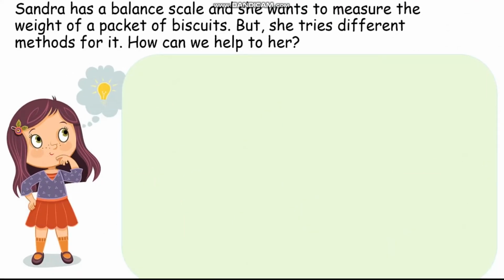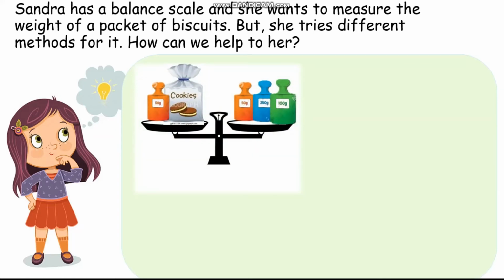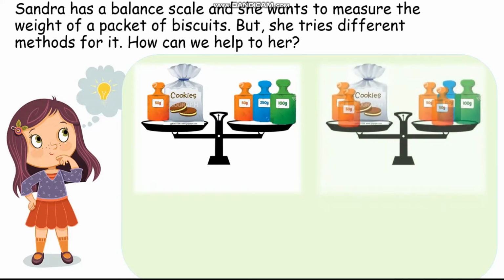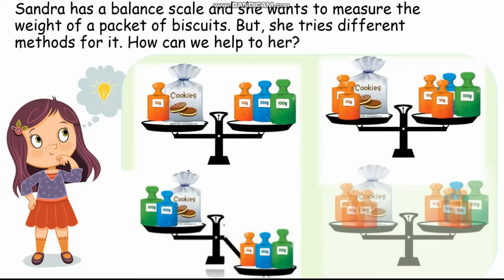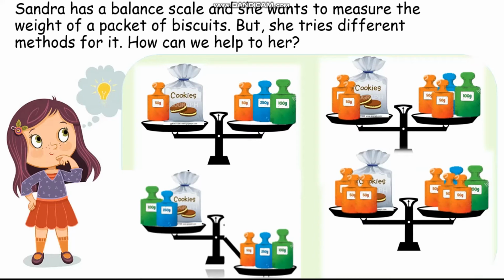Our question says Sandra has a balance scale and she wants to measure the weight of a packet of biscuits. But she tries different methods for it. How can we help her? For the first case, Sandra tries this balance, and this one is the second, this is the third, and this is the fourth. Now you can stop the video and think about each case, and after you think, you can write your comments in the comments box.